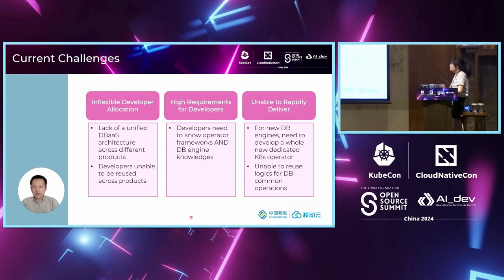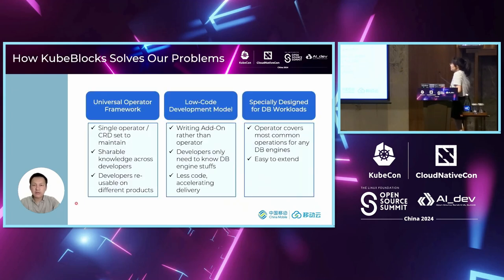So, we are thinking of solutions. How can we make the operators have similar interfaces? How can we lower the requirements for the DBaaS system developers? And how can we integrate new DB engines quickly? Then we came across the KubeBlocks project, which can solve our problems quite well. KubeBlocks is a universal operator framework specifically designed for database workloads. The developers write add-ons for different DB engines to be integrated into the KubeBlocks system.